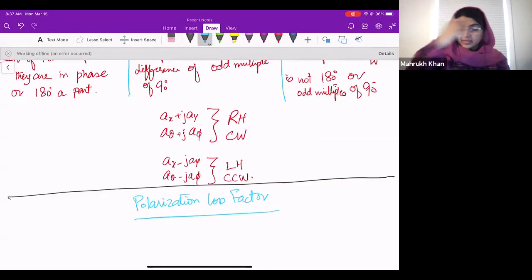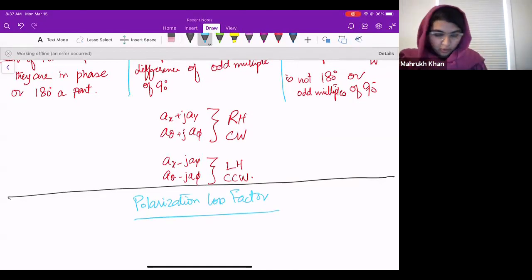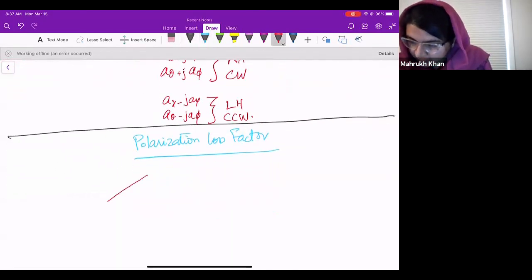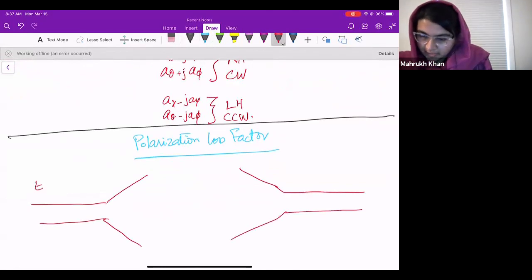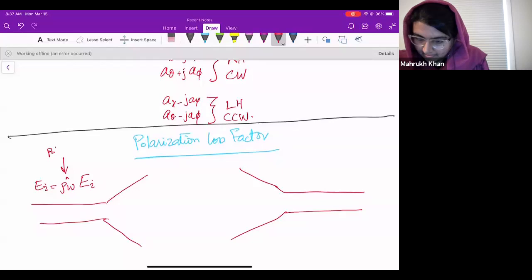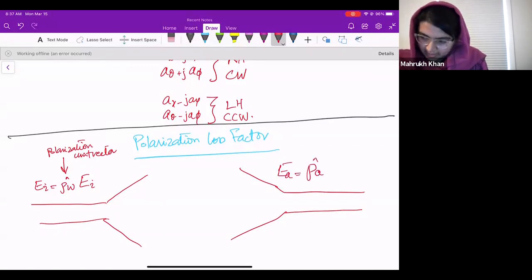Now, as we have done the polarizations, we will check the polarization loss factor. So what we are trying to say here is that if there is a transmitting antenna and a receiving antenna, the transmitting antenna's polarization is defined as rho W. This is a polarization unit vector, you can say. And the receiving antenna's polarization is defined as rho A.